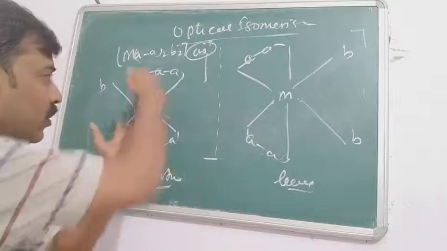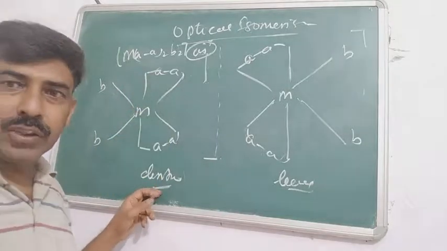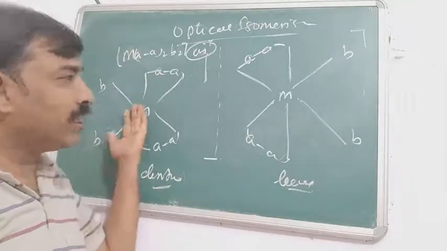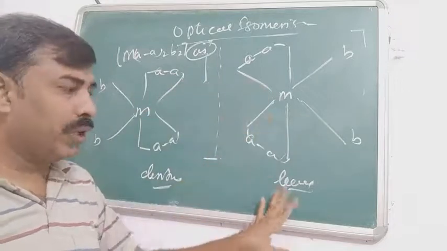The first one, the cis one, is showing the dextro rotation and the mirror image of this one, the flipped one, is showing the levo rotation.